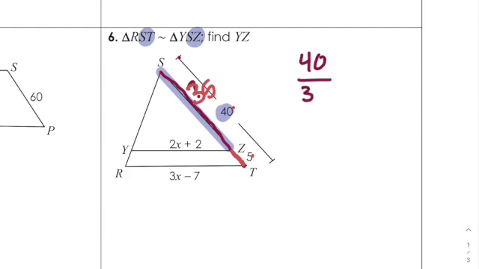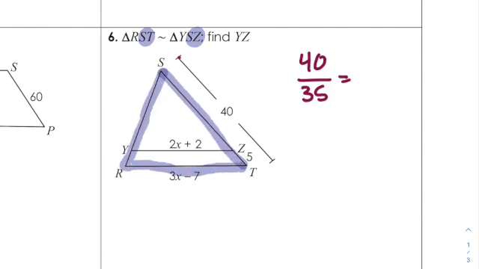Okay, so 40 over 35 equals, and then clearly you look at this mess. 40 came from the bigger triangle. Well, the bigger triangle is this one right here, right? So I have to put 3x minus 7 at the top because big triangle, right? Small triangle, small triangle. You just gotta stay consistent.